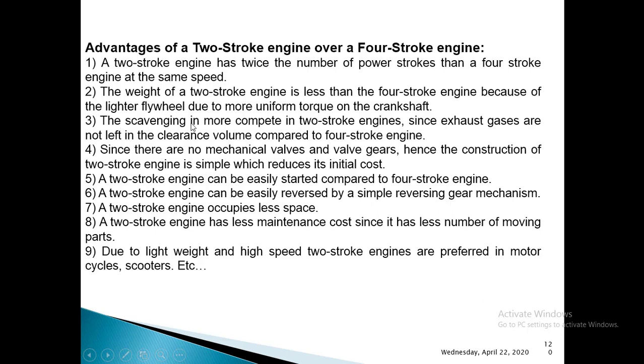And next, scavenging is more complete in 2-stroke engine since the exhaust gases are not left in the clearance volume compared to 4-stroke engine. So this is regarding the scavenging process actually.